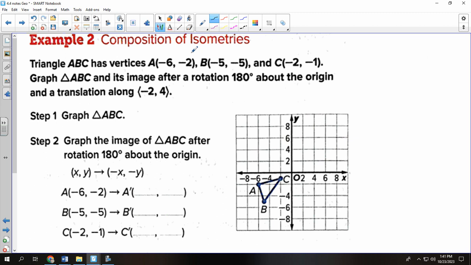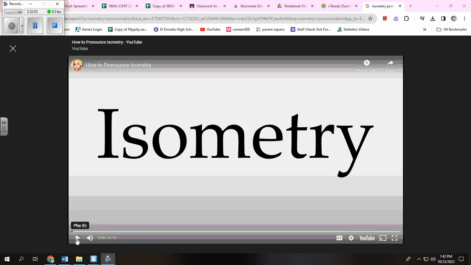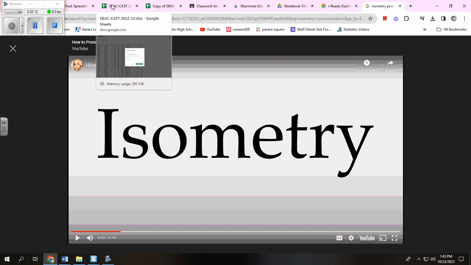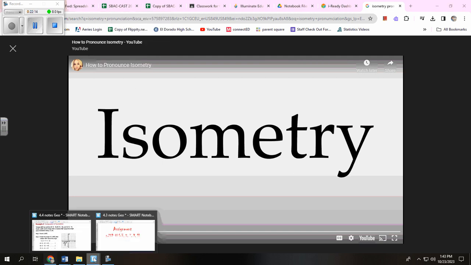So isometry. Isometry. I pause so that we can make sure we're saying it right. Isometry. That's what I was saying, right? Pretty sure I was saying isometry.